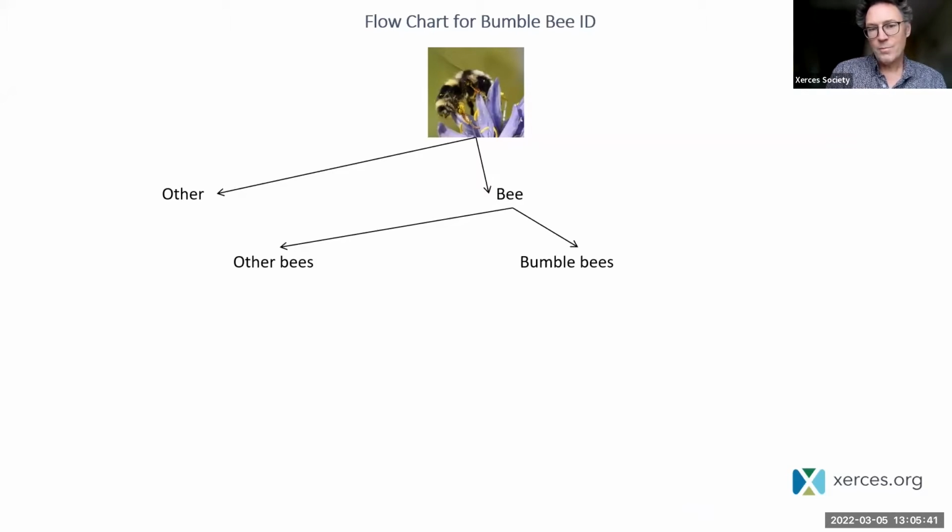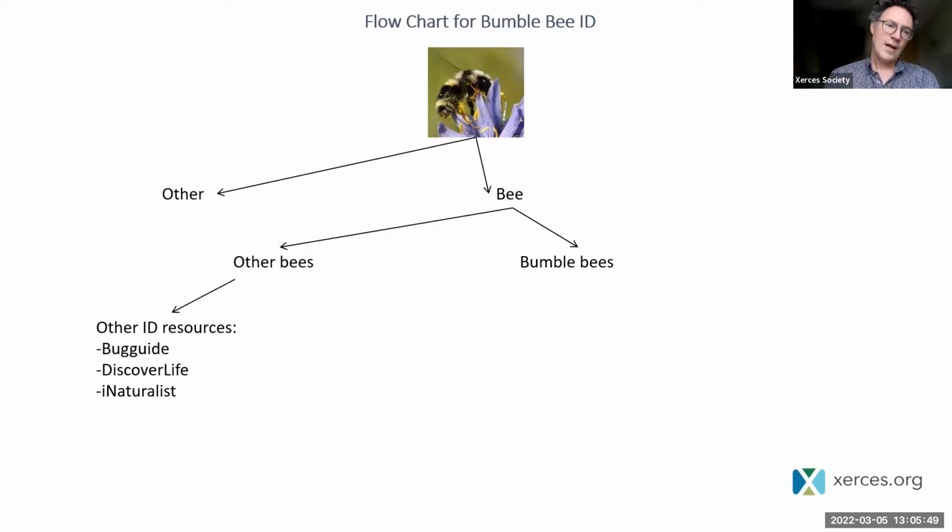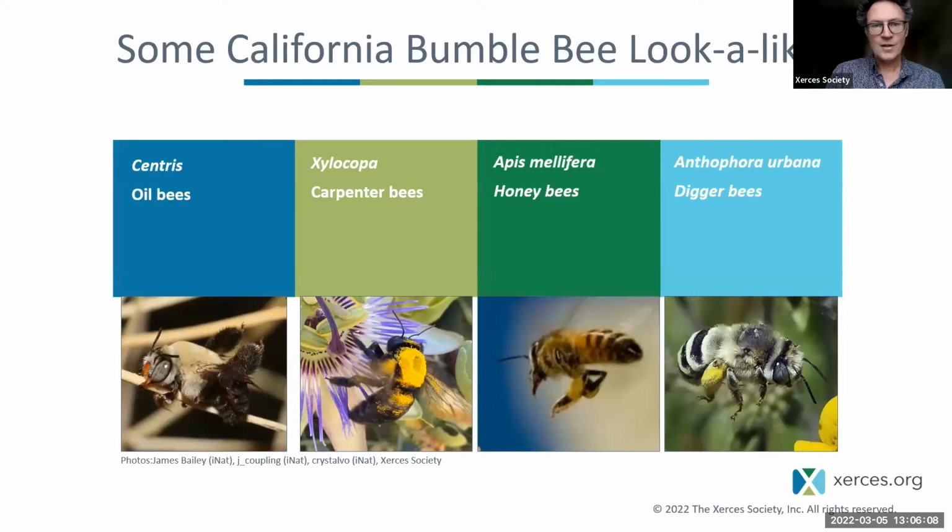Now let's distinguish bumblebees from other bees. And for other bees, after you figure out that you're not looking at a bumblebee, if you're interested, you can go further outside of the Xerces and Bumblebee Watch universe. You could go to Bug Guide, Discover Life, or iNaturalist. These are all wonderful online portals that can give you photos and range maps and observation data for all these other types of bees. And I'd encourage you to investigate those things if you're interested.